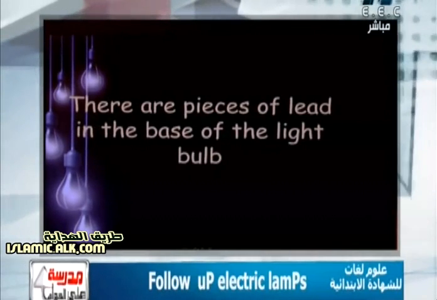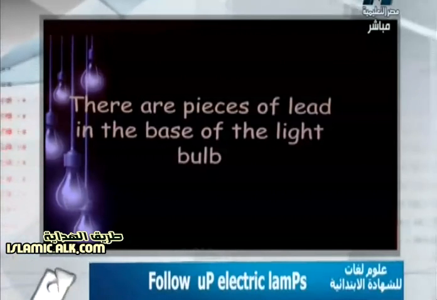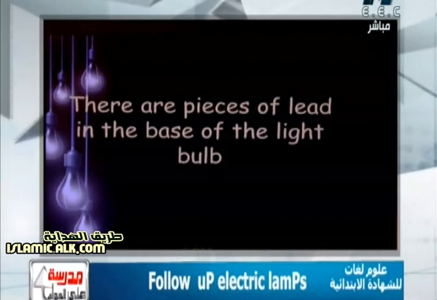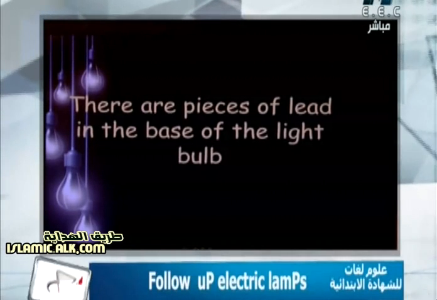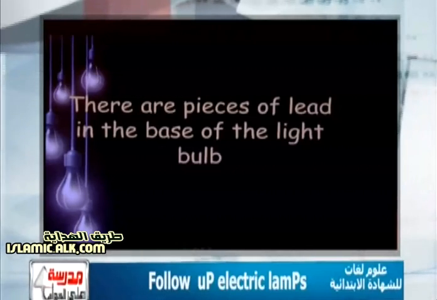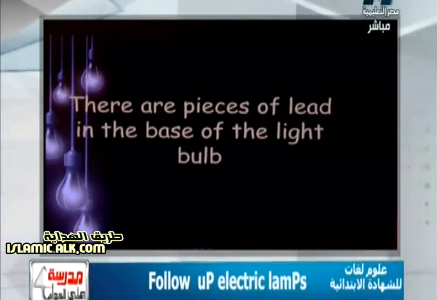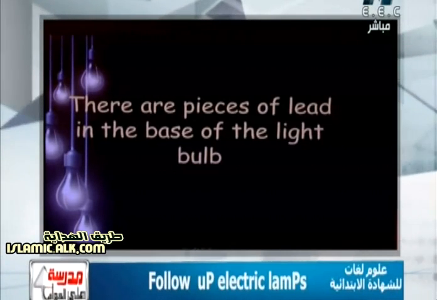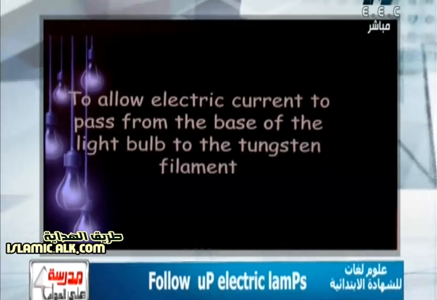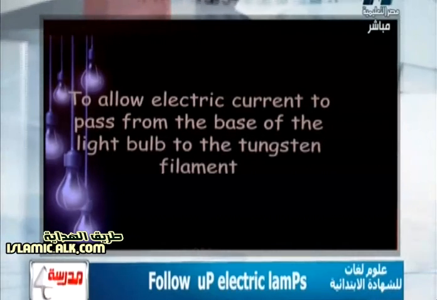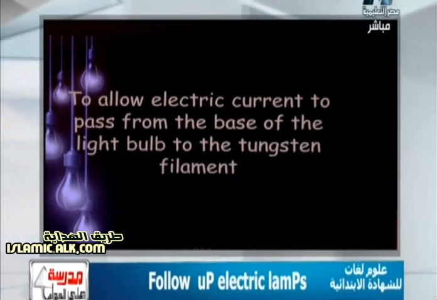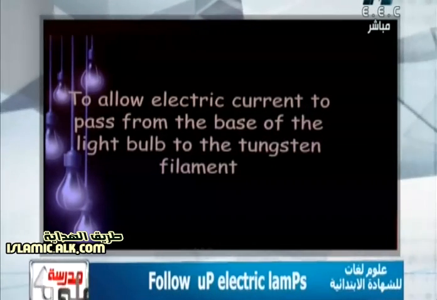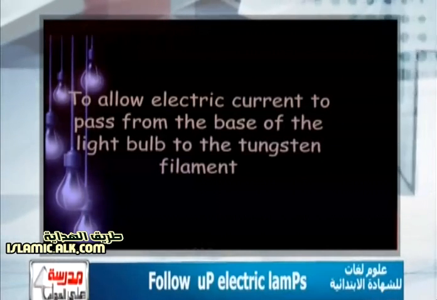Another give reason question. Surely these are a very important selection of give reason questions today. There are pieces of lead in the base of the light bulb. Why are there pieces of lead in the base of the light bulb? Whether one piece in the spiral base or two pieces in the two-side nail base, surely to allow electric current to pass from the base of the light bulb to the tungsten filament.